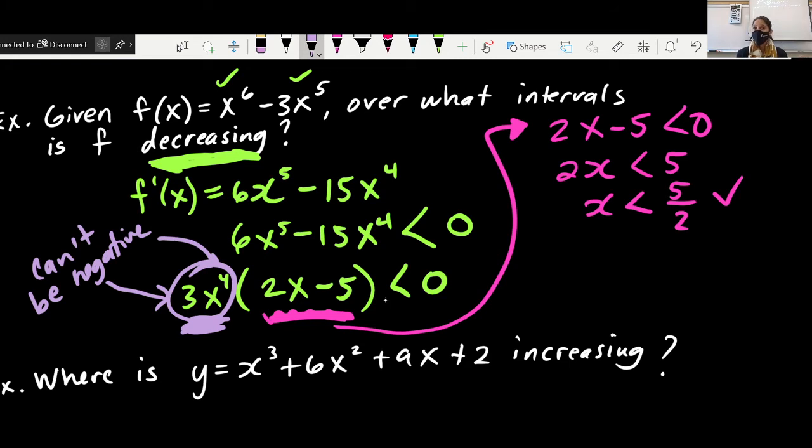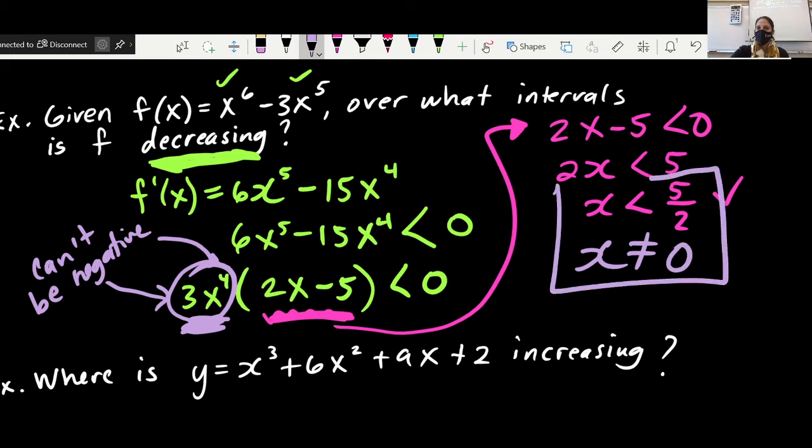Is there anything else it can't be? Because I need this whole inequality to be true. I need the stuff on the left to be less than 0. It can't equal 0. Good. Everybody see that? So that, and we also need to say that x cannot be equal to 0. Does that make sense to everybody?